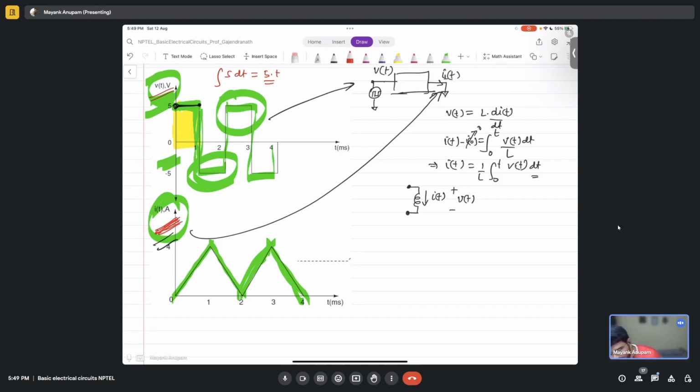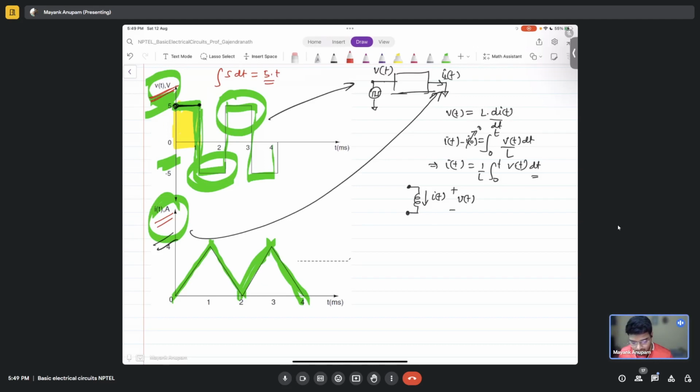This is understood, that the current and voltage waveforms here are not just related by a proportionality constant. There has to be an integral in between, right? An integration operation has to happen in between, right? Only then can you get a current waveform of this kind from a voltage waveform of this kind, right?